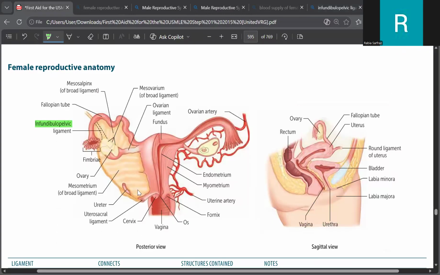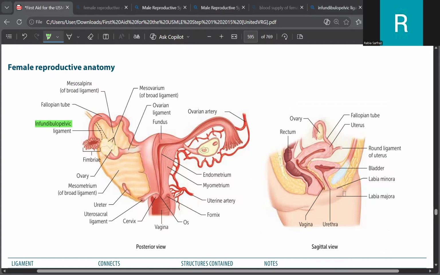All right, so it connects the ovaries to the lateral pelvic wall and contains the ovarian vessels and things related to the ovary. In the lateral section, we have the ovaries right here. This is the fallopian tube connecting it to the uterus, which is slightly inverted. This is the rectum, and this is the round ligament of uterus. We were not able to see it in this diagram, but here it is, the round ligament of uterus.